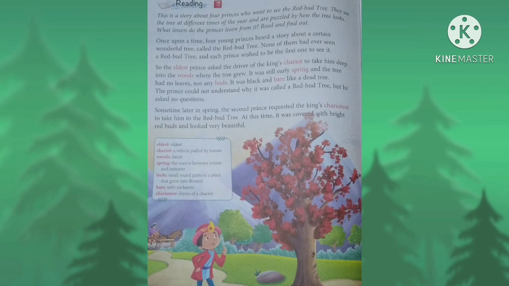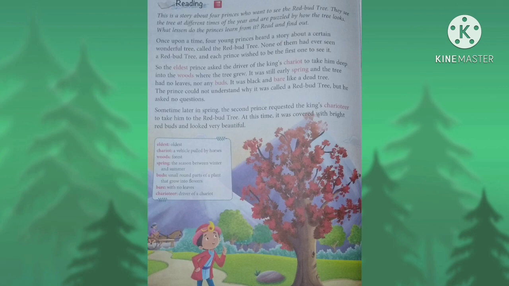It was absolutely bare and black. Bare means without any leaves. There were not even any leaves on it. And the prince didn't understand why everyone called it the red bud tree when it has got no leaves, no buds, nothing on it. But he didn't ask anything. He didn't even question the charioteer or the driver of the chariot, and he went back home quietly.